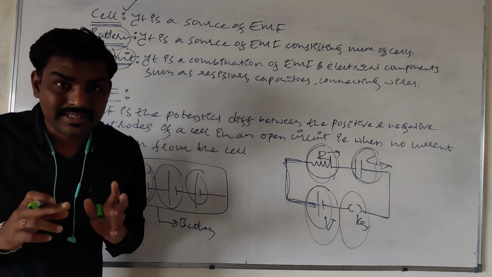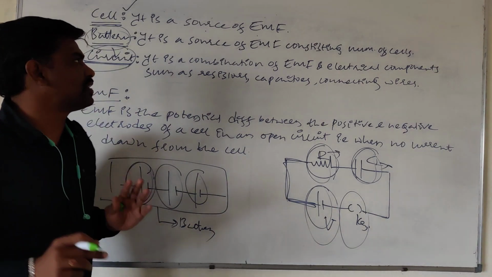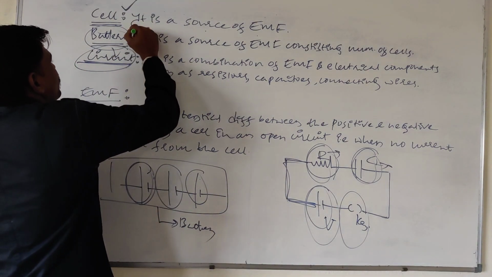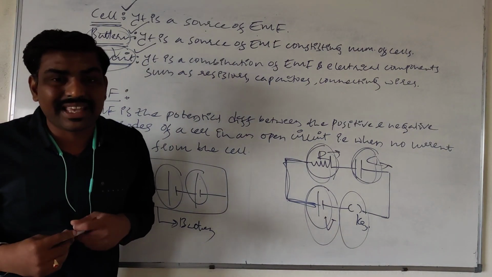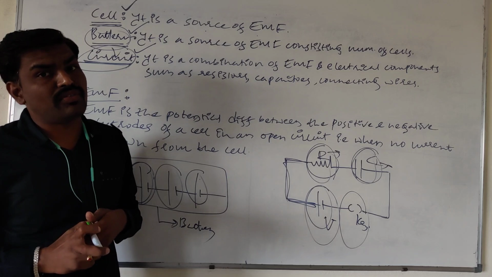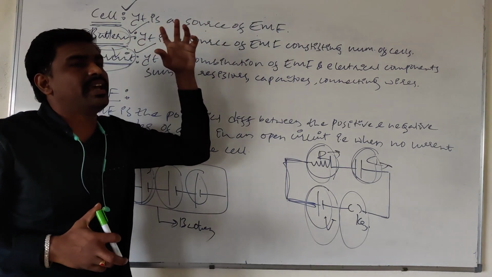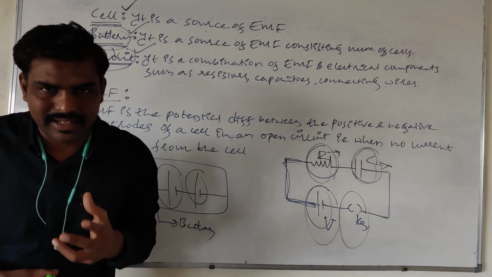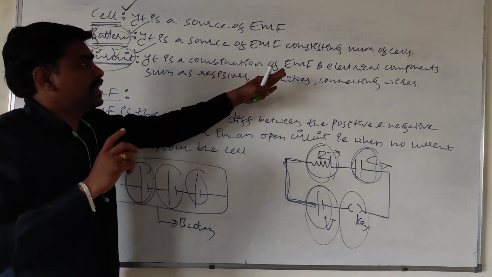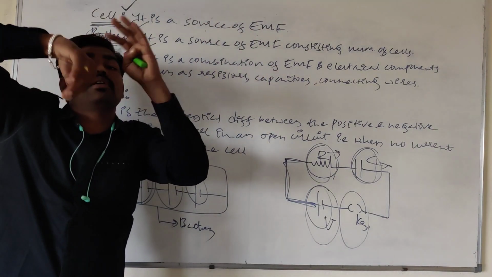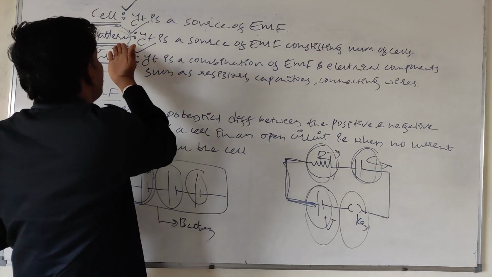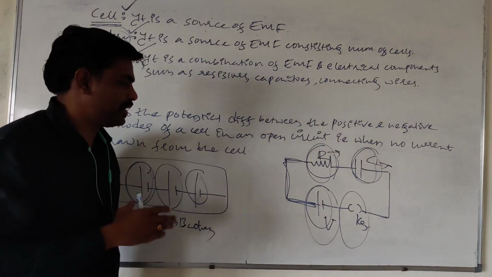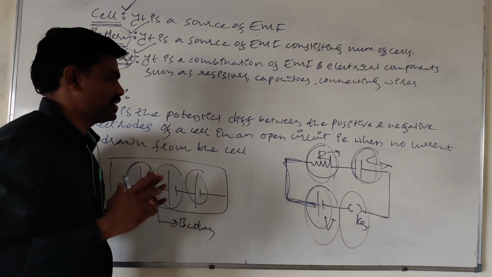We call it a circuit. You should know this. So this is a cell, this is a battery, this is a circuit. It is a source of EMF. What do we call a single source of EMF? We call it a cell. Right? Here, consisting of a number of cells, when there are many cells, what do I call it? We call it a battery. Right? Clear?